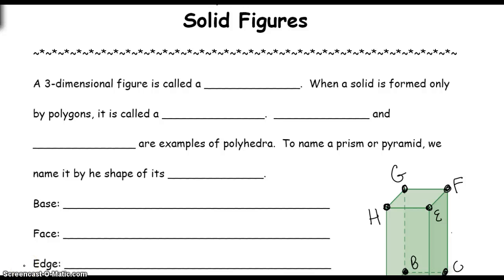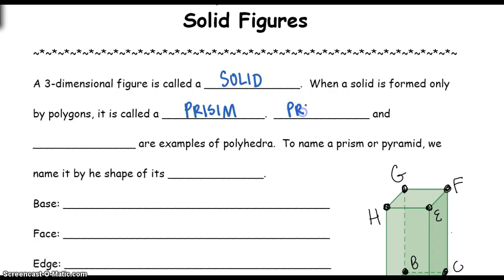Everybody, today we're going to talk about solid figures. So let's go ahead and figure out what those are anyway. A three-dimensional figure is called a solid. We're into 3D shapes now. When a solid is formed only by polygons, it is called a prism.